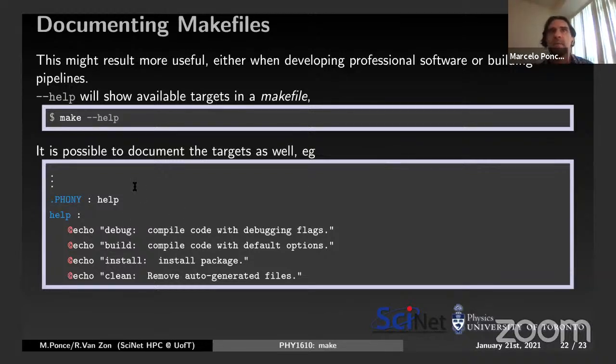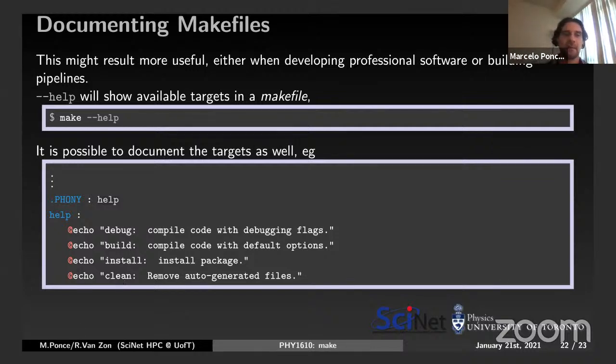One very simple thing that we can do is use a funny rule called help. Basically, help will just list what targets are in the Makefile. For instance, I could have a Makefile which has a debug target, which will compile the code with debugging flags. I could have a target that is build, which will compile the code with the default options. I could have a target which is install, which will install the package, and I can have a target which is clean, as we have seen, that removes the intermediate or auxiliary files that are needed.